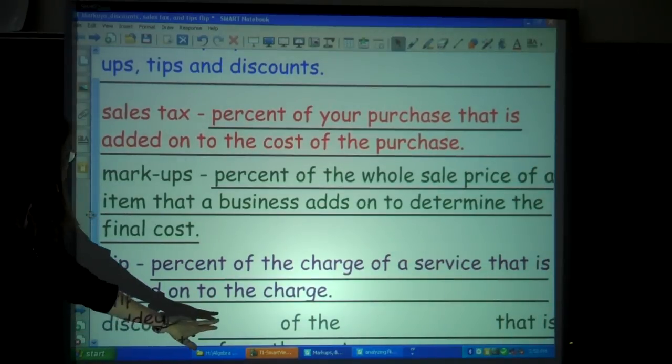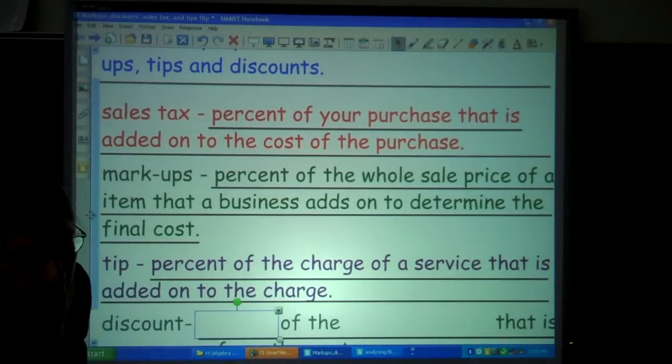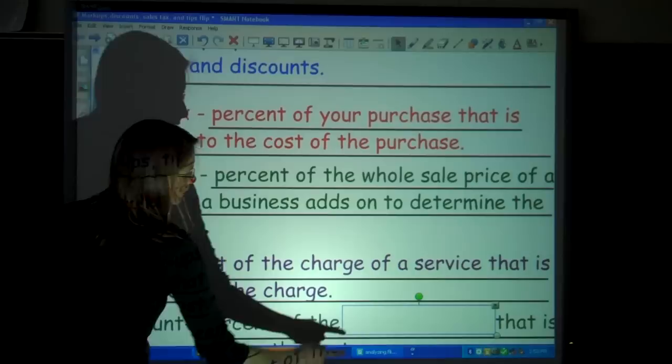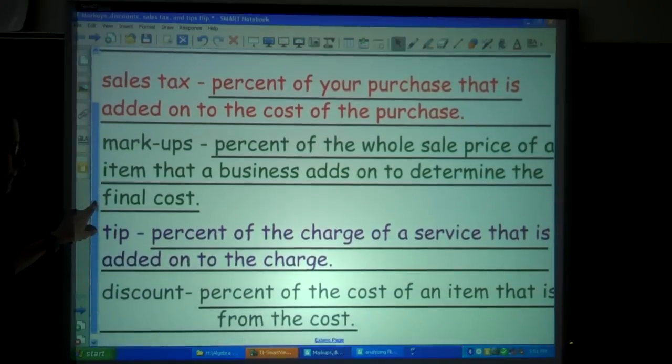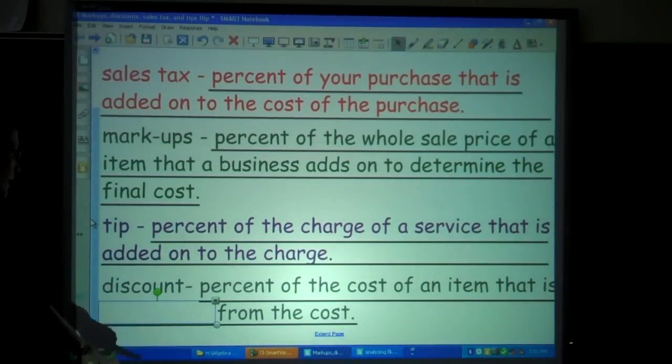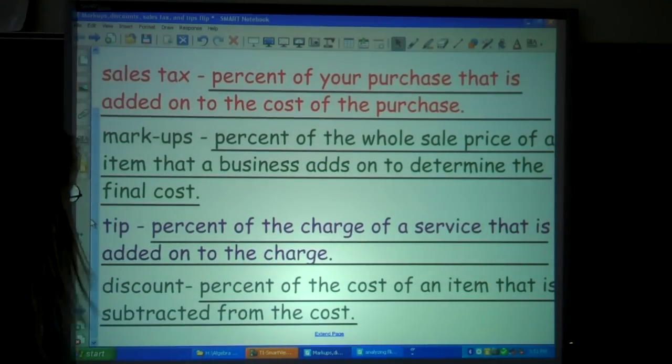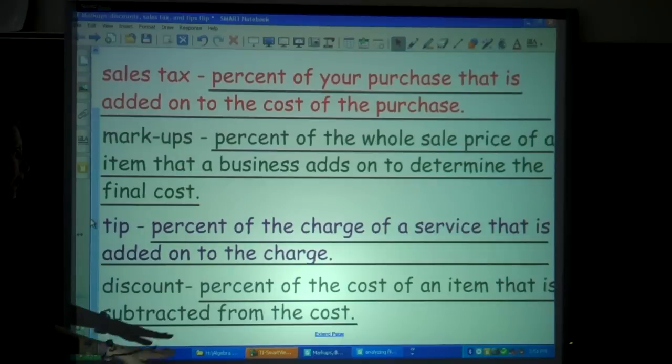And a discount is a percent of the cost of an item that is taken from the cost. So if I'm going to the store and getting a discount, maybe because I work at the store or because I have a coupon, they'll take a percent of the cost of the item off of the cost of the original. So please take a second to copy down these definitions. If you need to, pause the tape so you can get all definitions.